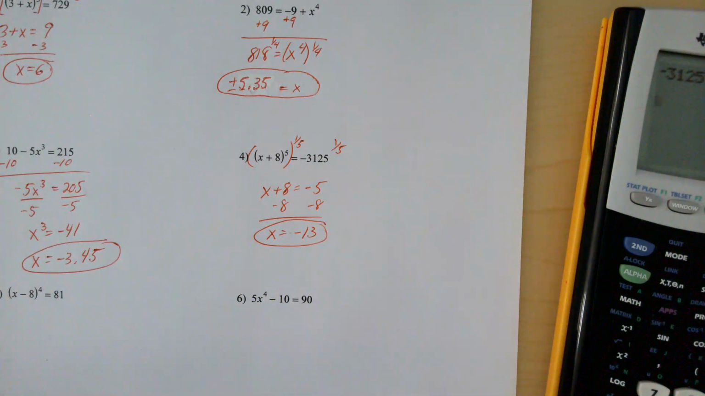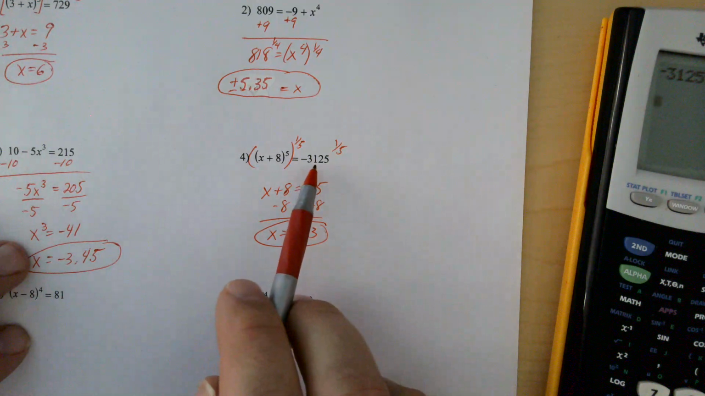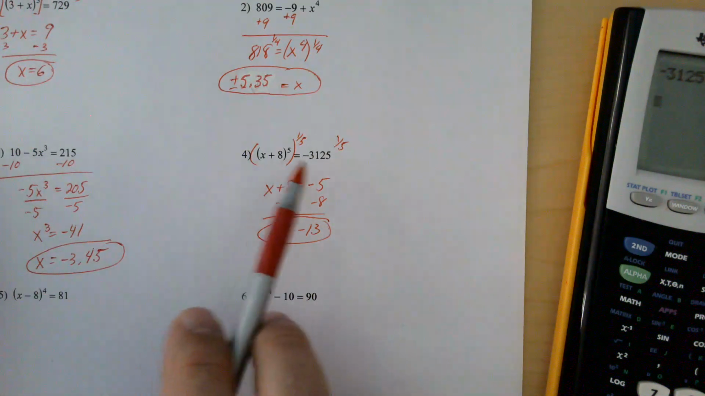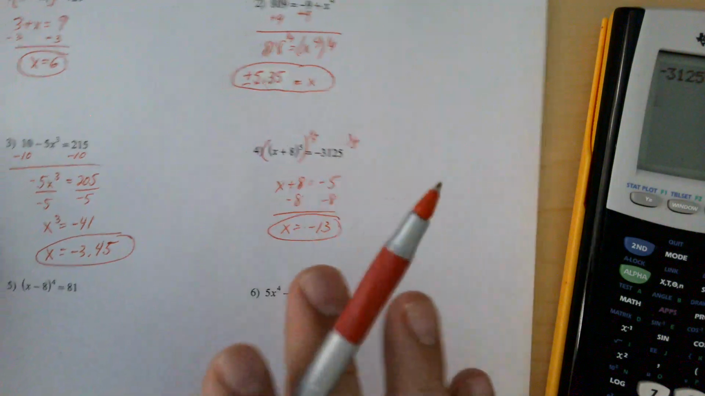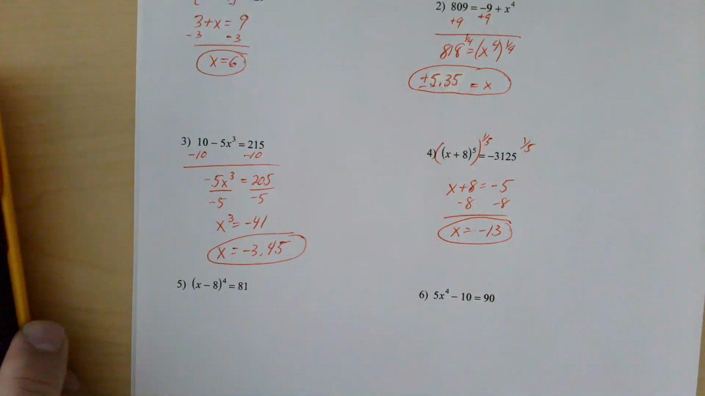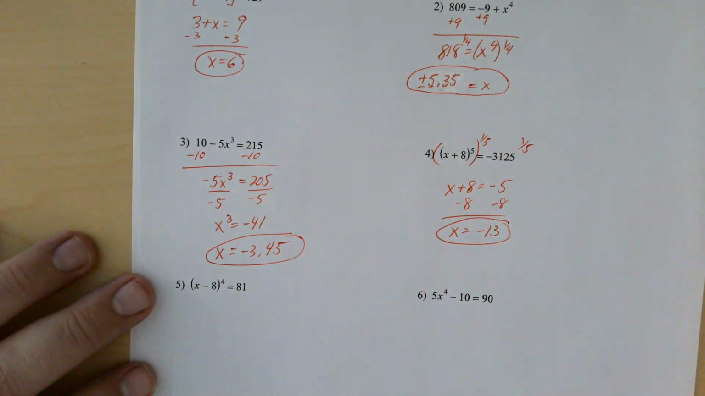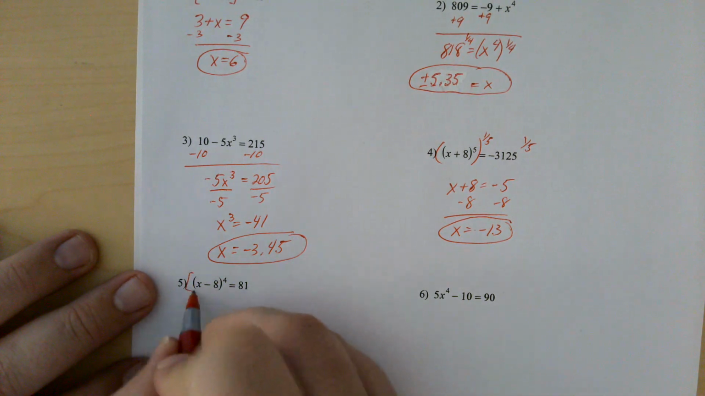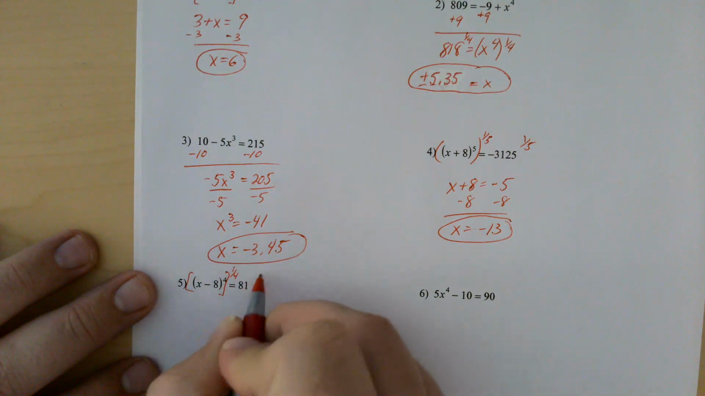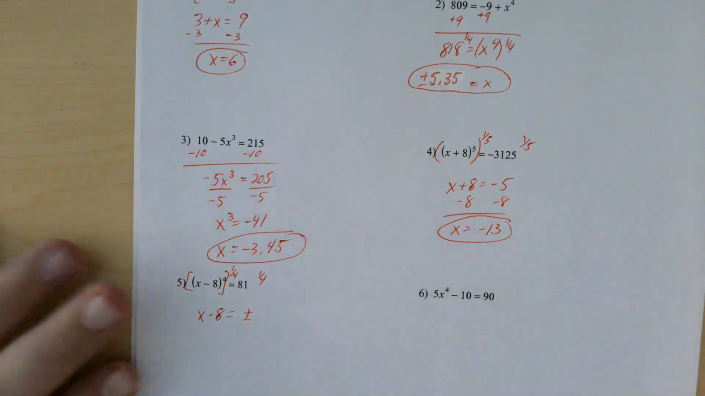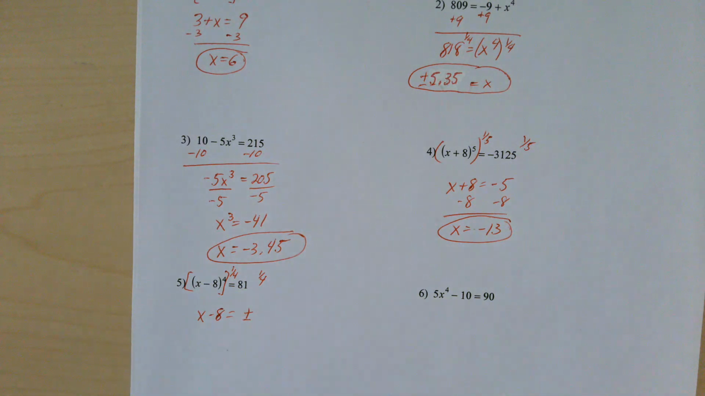Okay, so again, make sure you understand that you are able to take an odd root of a negative number. If this was being raised to the 1/4, it would be an error. It would not be a real answer. Okay, so then this one is going to take us where we have to raise to the 1/4. Since it's even, we have to be careful. Okay, so x minus 8 equals, right now we need the plus or minus.